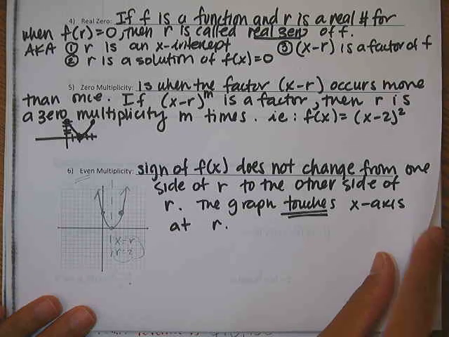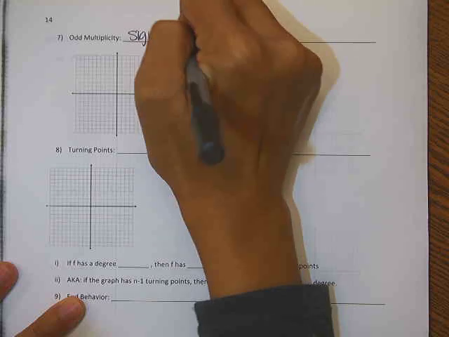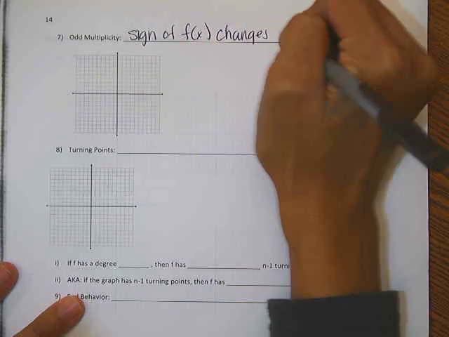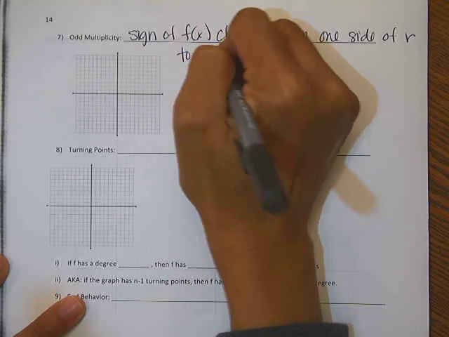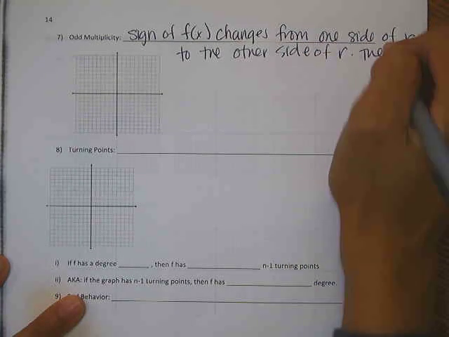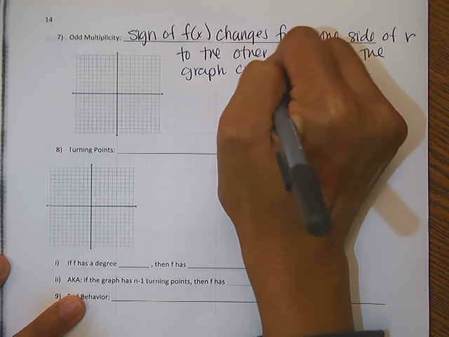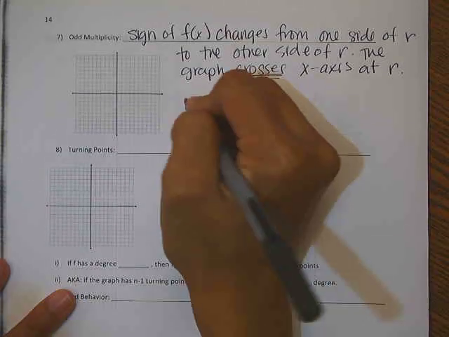Now we are going to flip over. Because we did even multiplicity, of course we are going to do odd multiplicity, and we're going to do an example as well. Let's see what happens when I have an odd multiplicity. For odd multiplicity, the sign of f of x changes from one side of R to the other side of R. The graph crosses, super important, the x-axis at R.